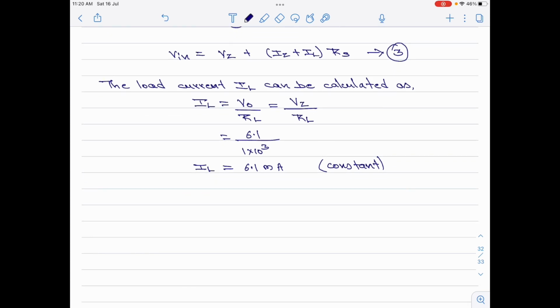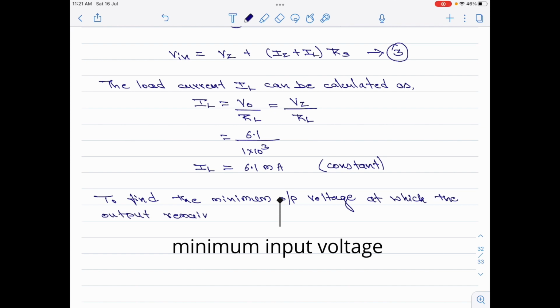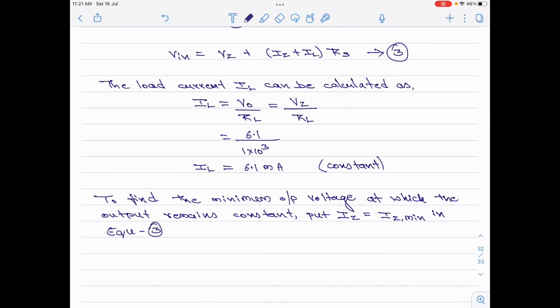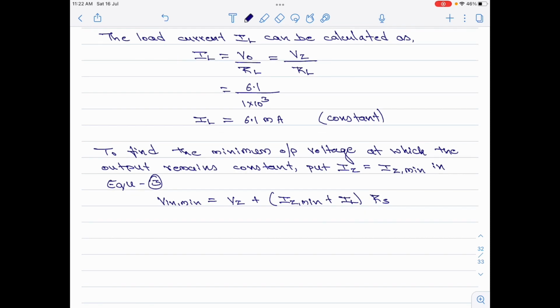Now, to find the minimum input voltage at which the output remains constant, simply put Iz equal to Iz minimum in equation 3. So the equation 3 now becomes Vin minimum equal to Vz plus (Iz minimum plus IL) into Rs. Let us now substitute values to this. Vz is 6.1. The value of Iz minimum is 2.5 milli. The value of IL we just calculated and is 6.1 milli. And the value of Rs is 2.2 kilo. Computing this, you will obtain the answer for Vin minimum as 25.02 volts. This is the minimum input voltage value.